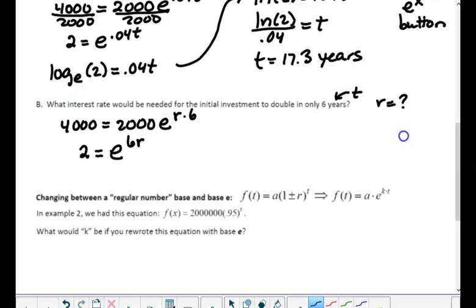Now, writing this in log form, it would be log base e of 2, or natural log of 2, is equal to 6r. And then I would just divide both sides by 6. So natural log of 2 divided by 6 equals r. And this was going to tell me the interest rate I would need in order for my money to double in 6 years instead of in 17 years. So I'm going to need a higher interest rate.